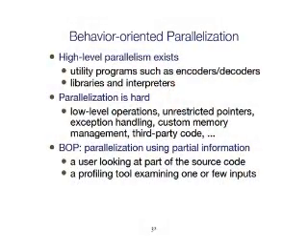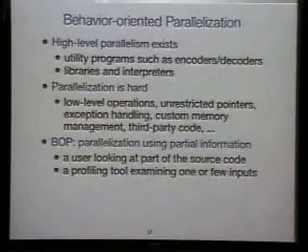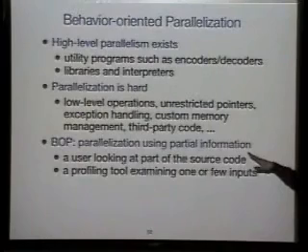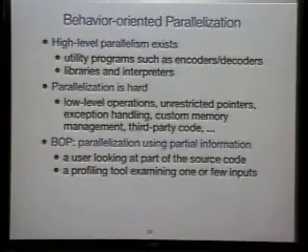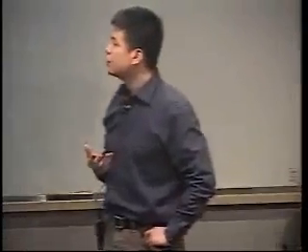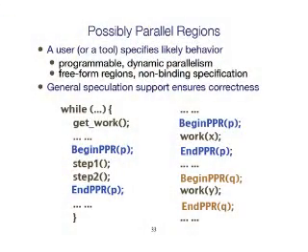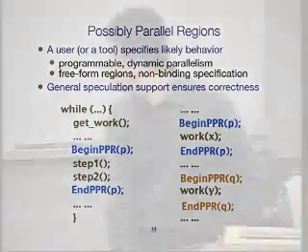Okay. So the last part is something I actually did a lot of coding to implement. It's what we call behavior-oriented parallelization. High-level parallelism exists in a lot of programs, but parallelization is hard because of all these problems. Programmers are very good at looking at part of the code and trying creative solutions. So what the BOP system is meant to support is parallelization using partial information. A user just looking at part of the source code can try to parallelize it, or a profiling tool examining a few inputs can, again based on partial information, parallelize it.